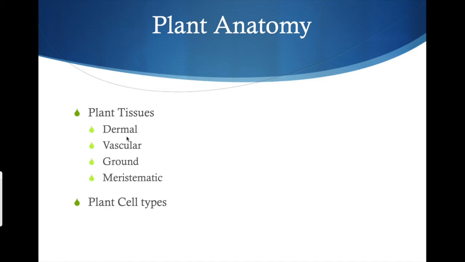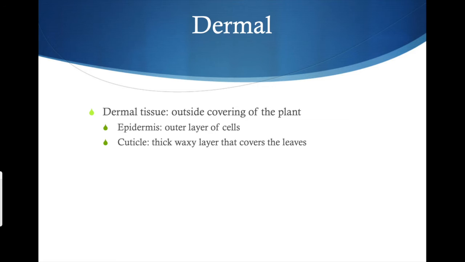There's different tissues: dermal, right, kind of like skin. Vascular tissue is the tissue that transports nutrients throughout the plant. Ground tissue, meristematic tissue, right, these are different. There's also different plant cell types, okay? We're not going to get too much into the plant cell types, but we are going to talk about the different tissues, right? So the dermal tissue is the outer covering of the plant, okay?